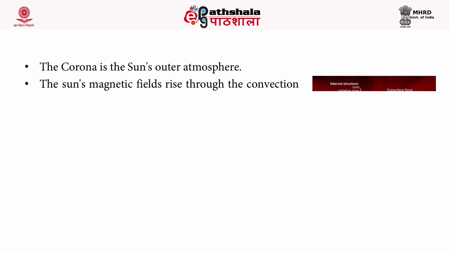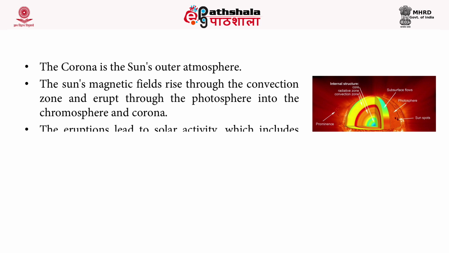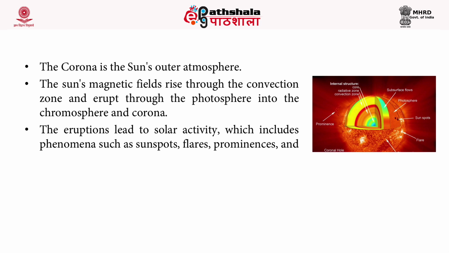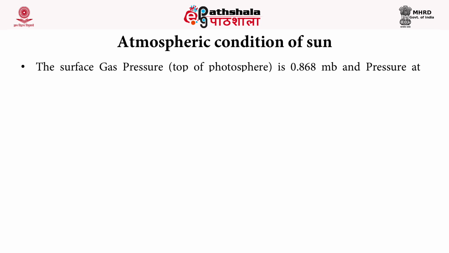The corona is the sun's outer atmosphere. The sun's magnetic field rises through the convection zone and erupts through the photosphere into the chromosphere and corona. The eruptions lead to solar activity, which includes phenomena such as sunspots, flares, prominences and coronal mass ejections. Let's see the atmospheric condition of the sun.